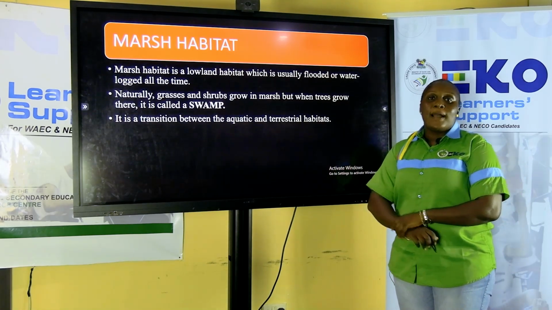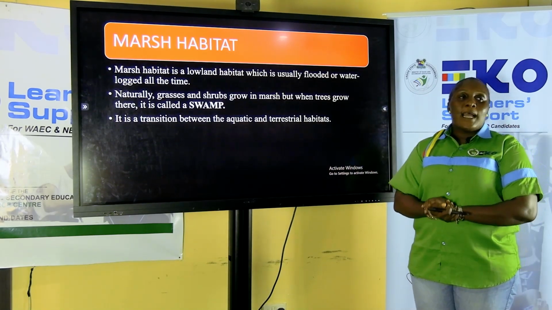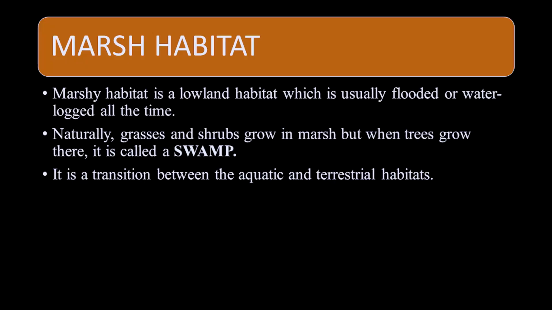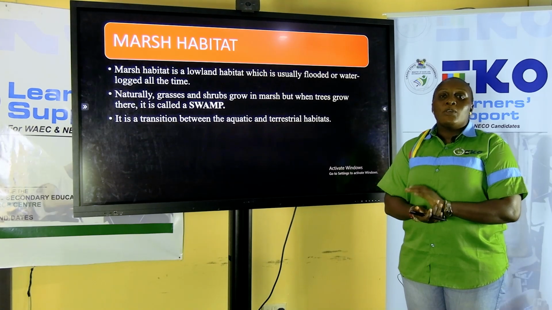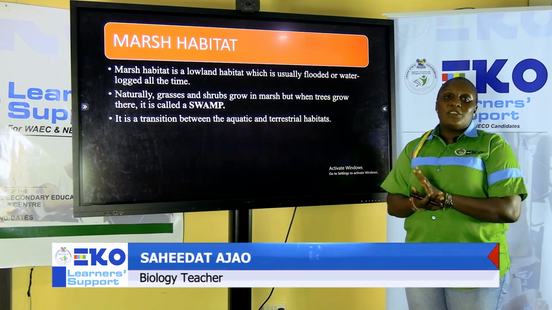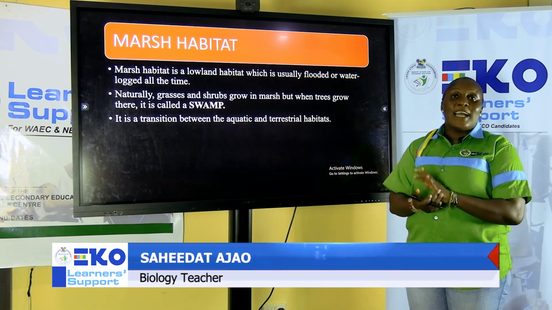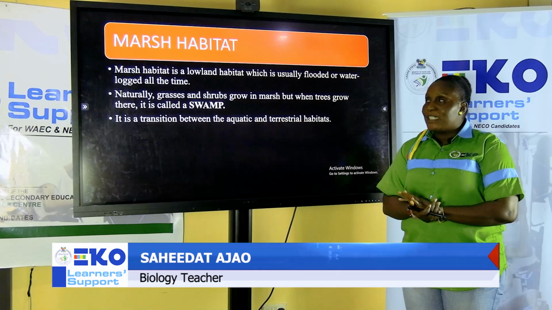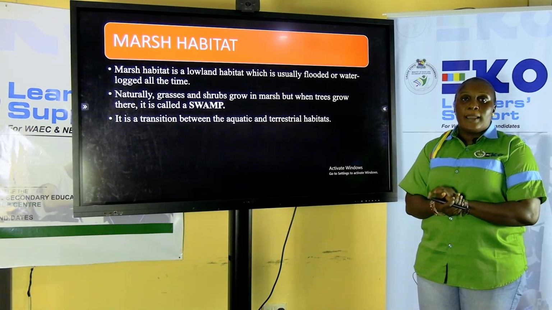Now we are looking at marsh habitat. Marsh habitat is a lowland habitat which is usually flooded or waterlogged at all times. You can notice that there are some areas in your environment where, during the rainy season and dry season, the water there is not always dried. That place is known to be a marsh.